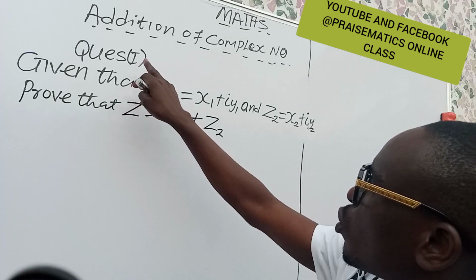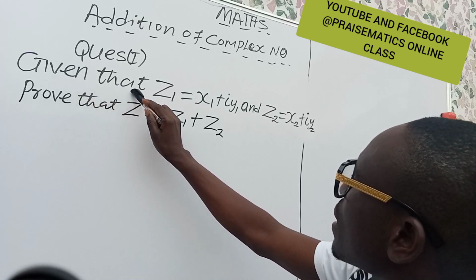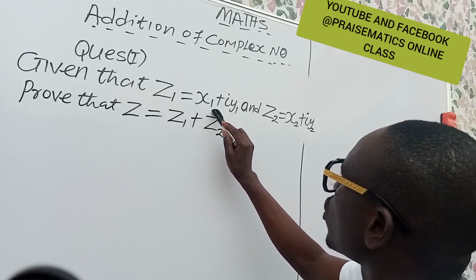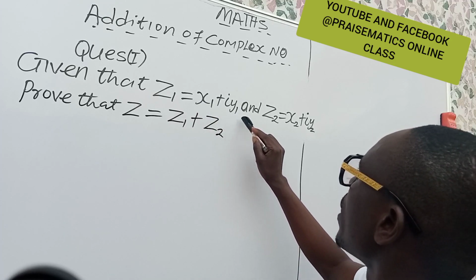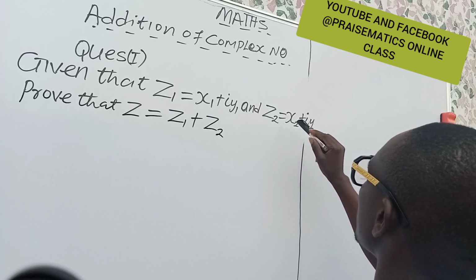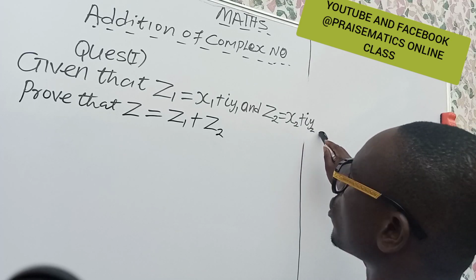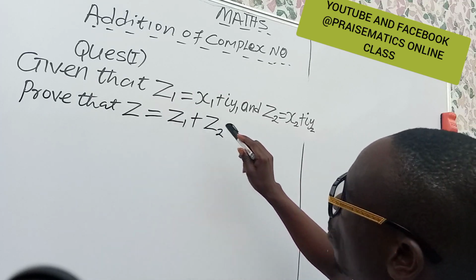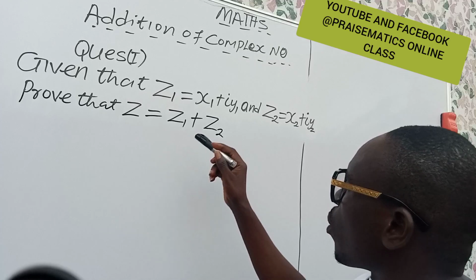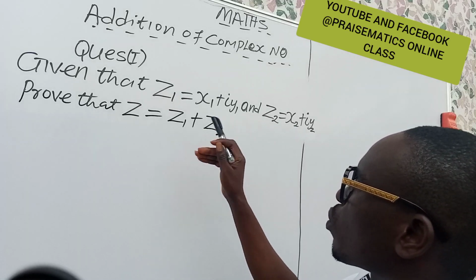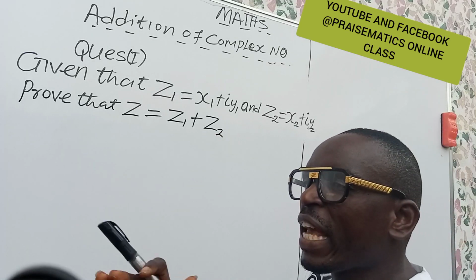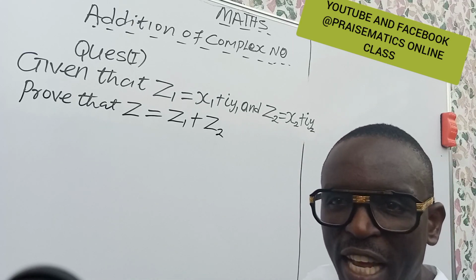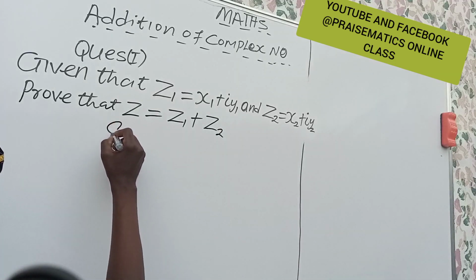Now let's look at the question on the board, where they say, given that z1 is a complex number, z1 is equal to x1 plus i y1, and z2 is equal to x2 plus i y2. Prove that the complex number z is equal to the summation of the two complex numbers. We are going to solve this question and at the end get the real part and the imaginary part, and that is what we are going to do. Let's solve. Okay, solution.